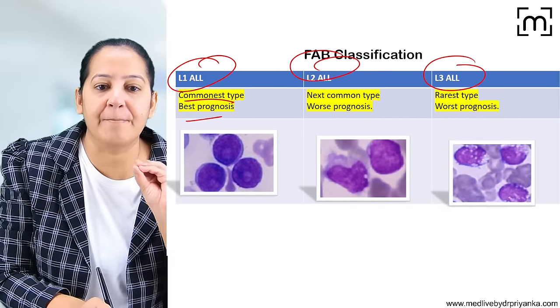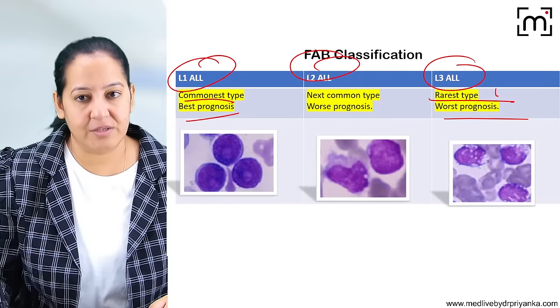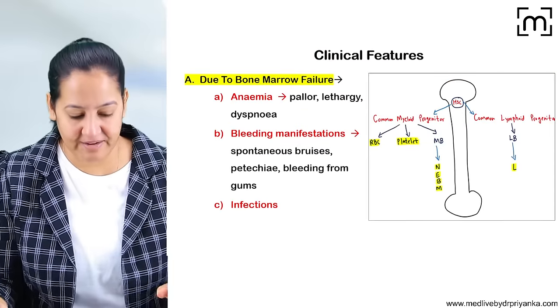L1 is most common, having best prognosis. L3 is rare and having worst prognosis. You can see this is the rare, worst prognosis. Okay, so that is L1, L2, L3.